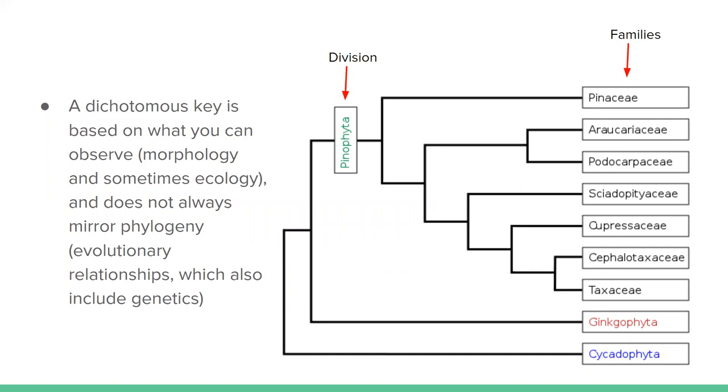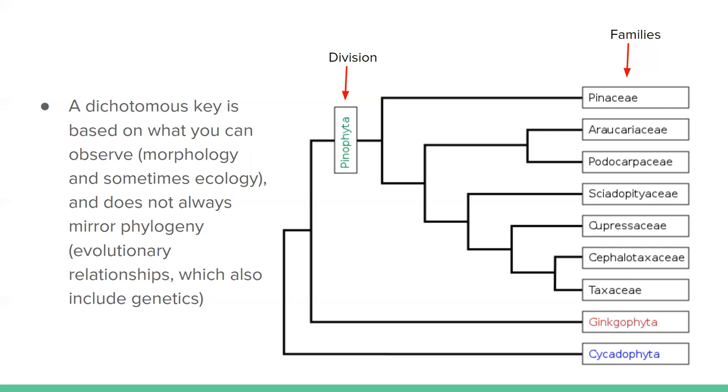Okay. So this is just a comparison of a dichotomous key to what a phylogeny might look like. So when we're using a dichotomous key, what we're trying to do is identify something, right? If we're trying to identify something, that means we have to be able to observe those traits, right? It's not going to help us if we have a field guide out in the woods and it says, oh, this plant has blah, blah, blah gene. It's not going to help. So dichotomous keys and phylogenies don't always mirror each other exactly.